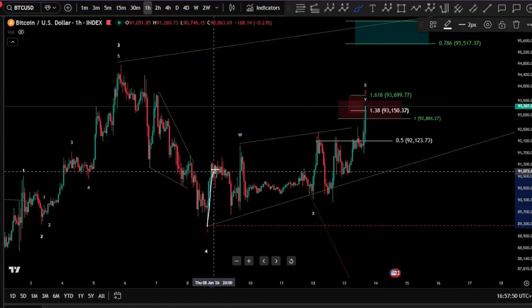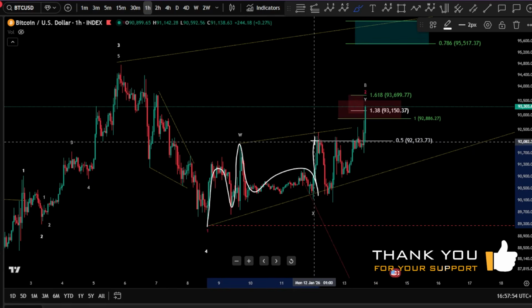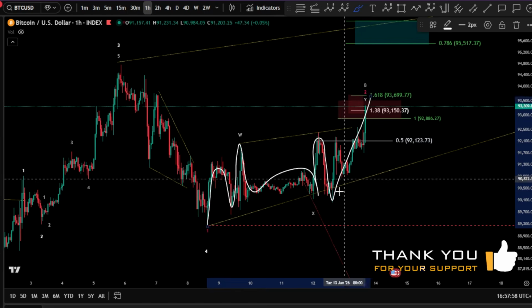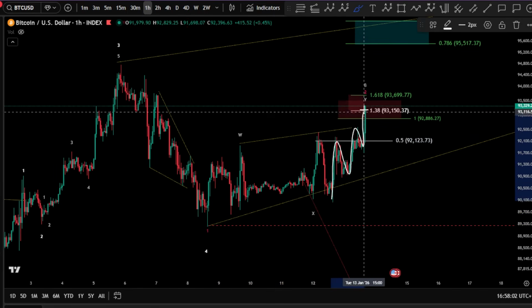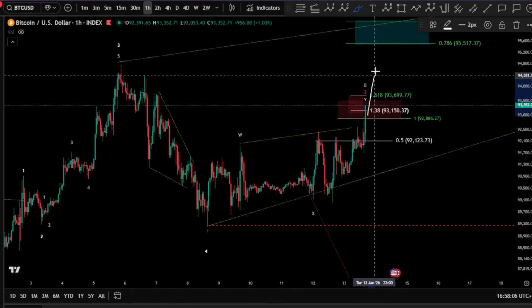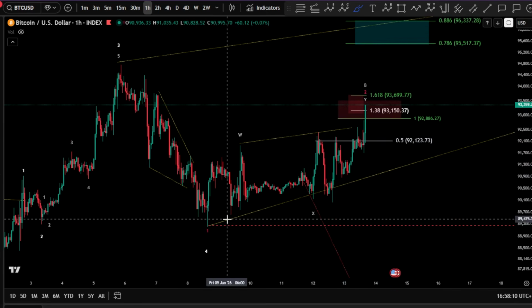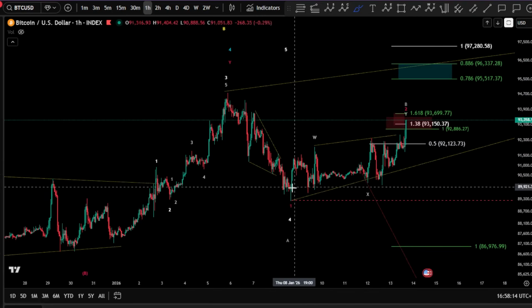Because of course I'm looking at this potential W and an X here and then a wave Y, A, B, and a C expanding flat to be unfolding, and obviously it might be here 1, 2, 3, 4, and a 5. Now if something will break it, if it's gonna break for higher, then okay, something else is unfolding here, and definitely might be of course an impulse unfolding toward the upside.